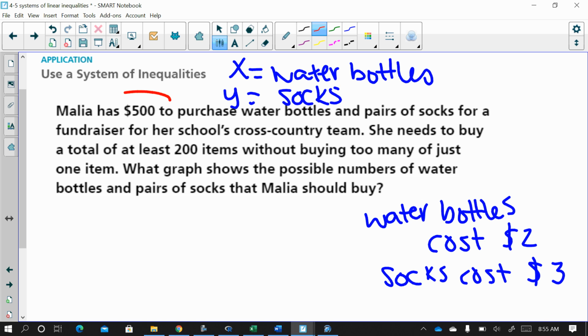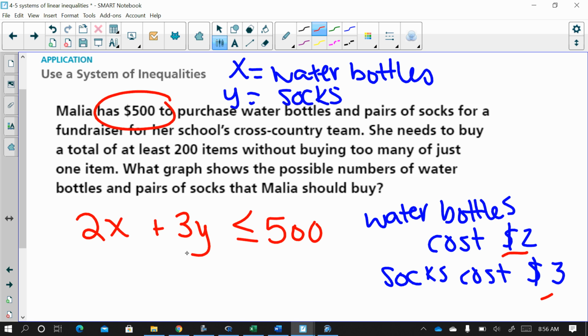Okay, so first thing we need to know is we have $500. So everything I'm working with is money. Okay, so $500 is the maximum amount of money she can spend. She can't go over 500. So 500 is my max, and I could spend all 500, so I'm going to be equal to. Okay, $2 for a water bottle would be 2x. $3 for socks would be 3y.